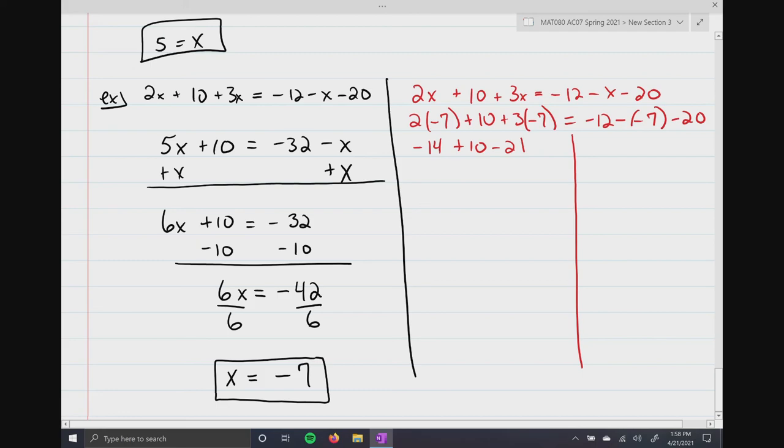Now, if I just go from left to right, negative 14 plus 10 is negative 4 minus 21. And negative 4 minus 21 is negative 25. So if I've done everything correctly, I should get the same exact result. Okay? So on the right-hand side, first thing I'm going to do is just rewrite it so that double negative is a positive now. Now I'm going to take negative 12 plus 7.